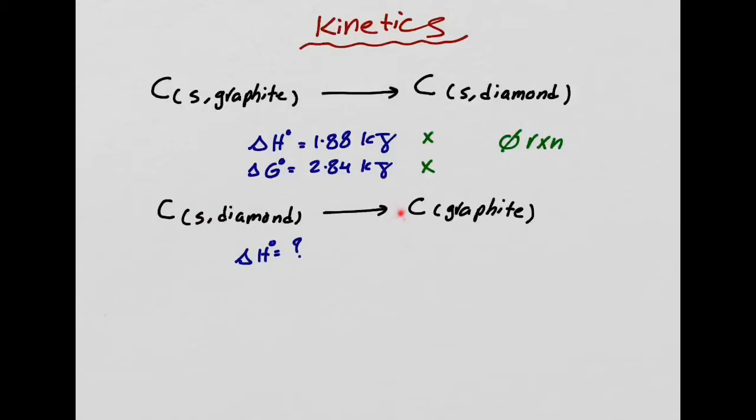Well, this reaction is the reaction on top flipped. When you flip the reaction, what do you do to the delta H sign? You notice, if you flip the reaction, the sign for delta H is also going to be flipped. So this would be negative 1.88 kilojoules. Okay, now, negative delta H, that's an exothermic reaction.